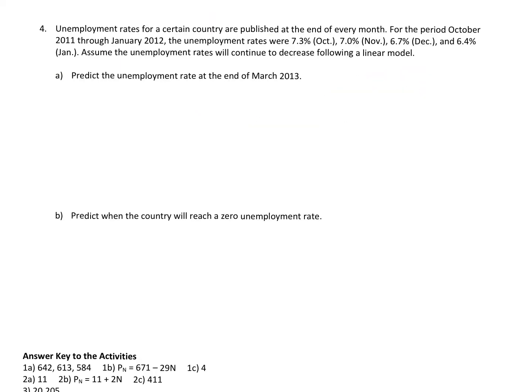Unemployment rates for a certain country are published at the end of every month. For the period of October 2011 through January 2012, the unemployment rates were 7.3, 7, 6.7, and 6.4. We're going to assume that the rates continue to decrease following a linear model, and we want to predict the unemployment rate at the end of March 2013. Okay, so let's see. I'm going to make a little table, date, and then N value, and then unemployment. So we'll call this U sub N.